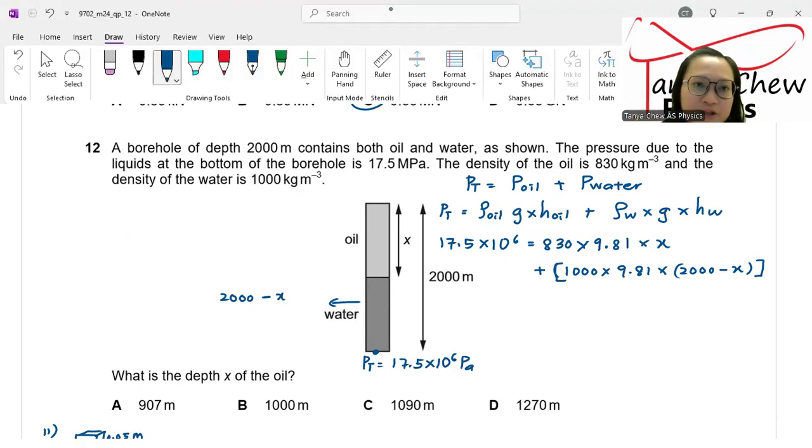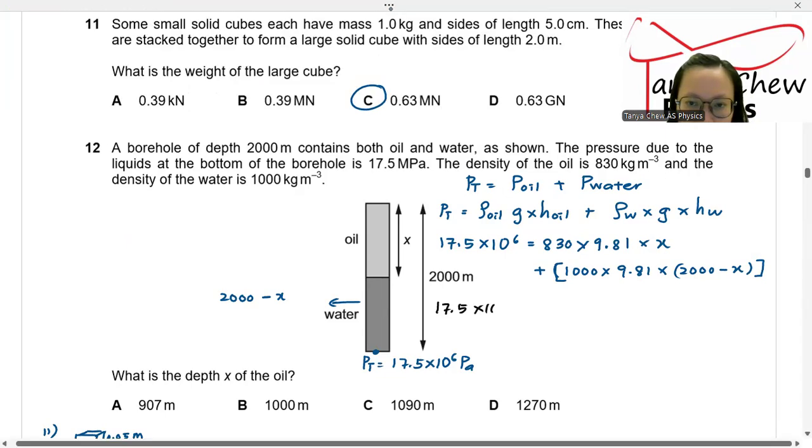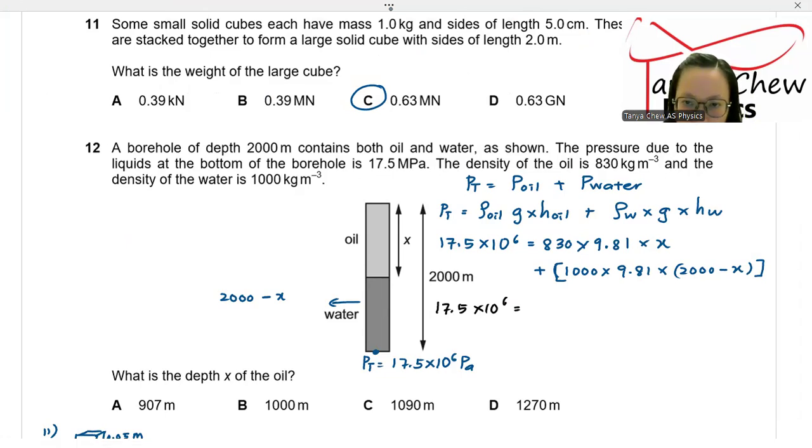Now we have to simplify this a little bit. So 17.5 times 10 to the power 6 equal to, I do it one by one. I open out the bracket. So 830 times 9.81 times X, I get 8142.3X plus 19.62 times 10 to the power 6 minus 9810X, right? Simplify, make X the subject. X is equal to 1270 meter. D is the answer.